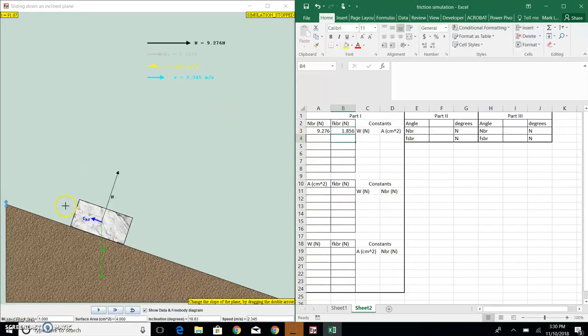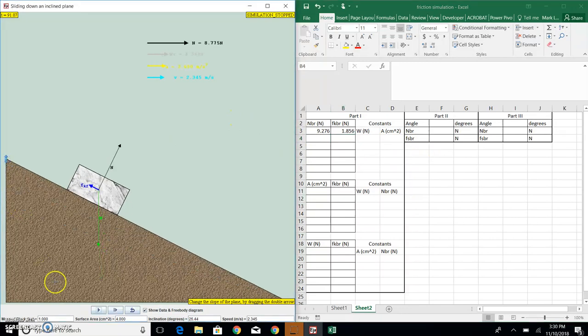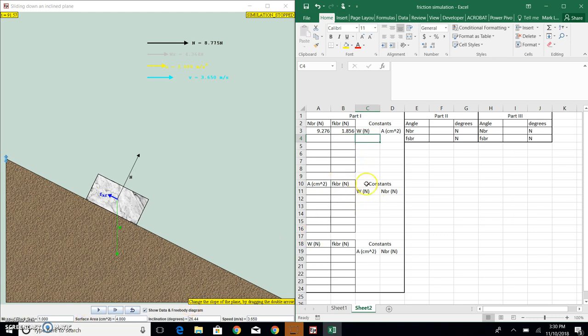Then I need 6 data points, so I can do that by getting different angles here. And now recording the normal force, and the friction again is by taking the x component of the weight minus the net force, which would be the mass times the acceleration. Then the next part of the lab, make sure, by the way, you record what the constants are. In this case, the constant was 10 newtons for the weight, because it's 1 kilogram, and the surface area was 4 centimeters squared.